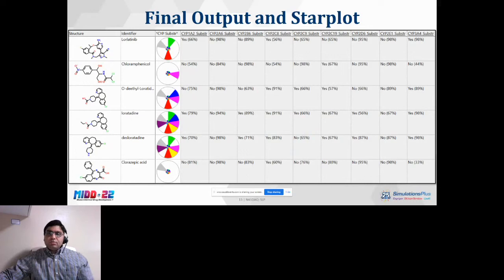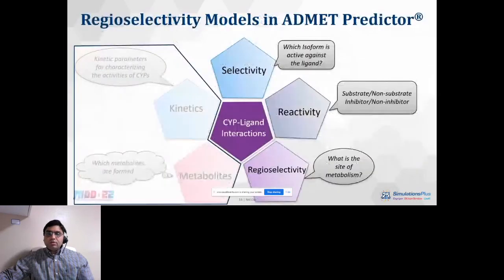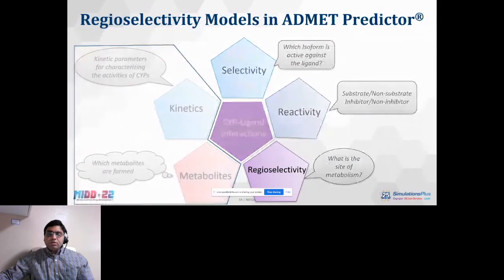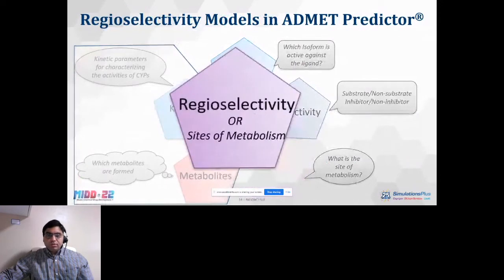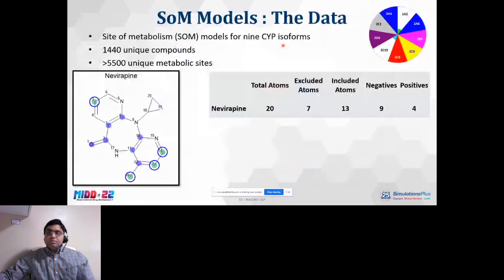Once we have the substrate model, the next task was looking at the regioselectivity models, or we call it sites of metabolism models. Again, quickly going through the process, we have 9 sites of metabolism models, and it includes over 1400 unique compounds, and 5500 or more unique metabolite sites. When I mention unique compounds and unique metabolite sites, this is the demonstration I'd like to show you. This is a nevirapine compound.